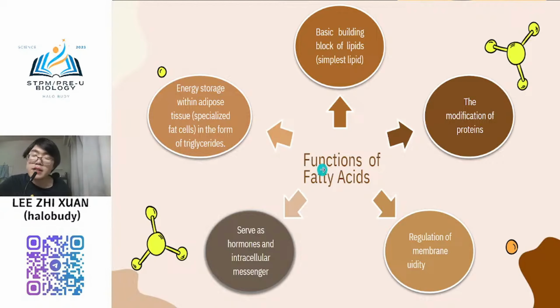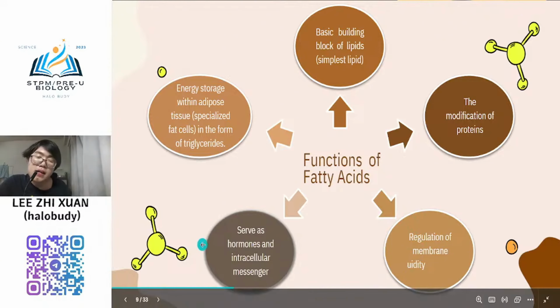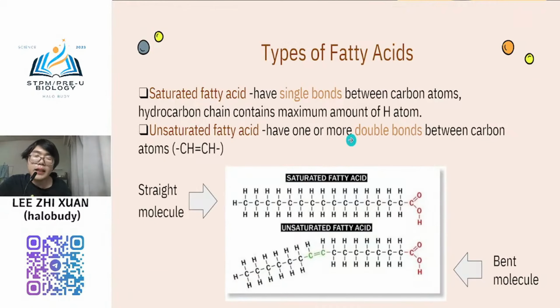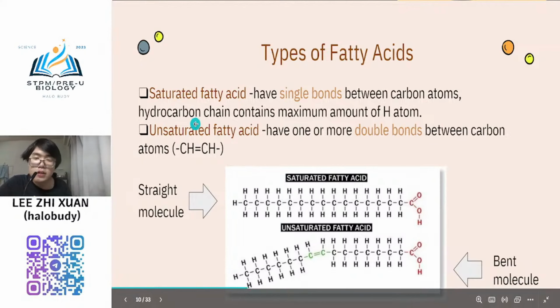And then this one is the function of fatty acid. Okay. One of the functions is as a building block of lipid, modification of protein, regulation of membrane integrity, serving as hormone and also intracellular messenger, and the final one is energy storage. And as you know, there are 2 types of fatty acid: saturated fatty acid and unsaturated fatty acid. The key difference is the double bond.